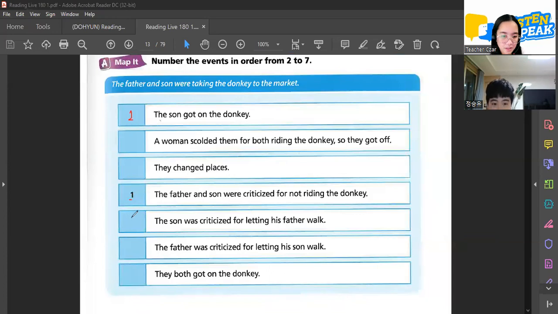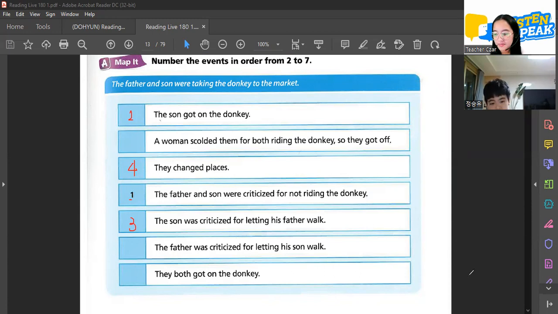The son was criticized for letting his father walk. A woman scolded them for both riding the donkey. Wait for a moment. What happened next after the son was criticized for letting his father walk? What happened next? They changed place. Okay, they changed place. Very good.